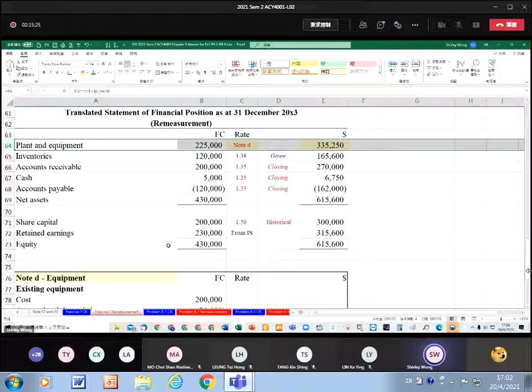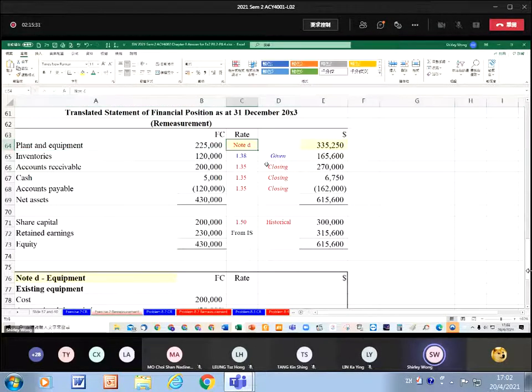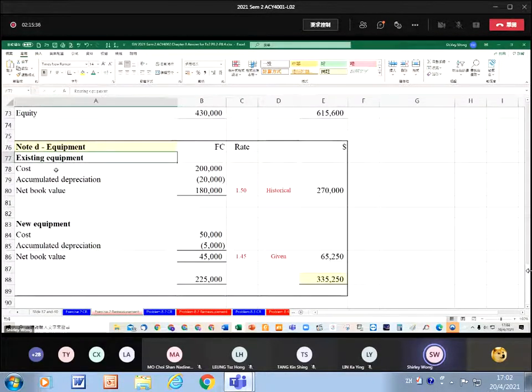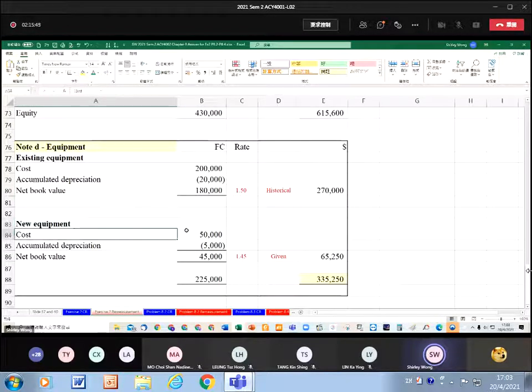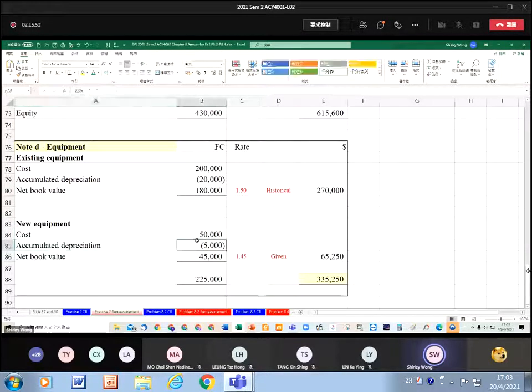But this plant and equipment involves 2 parts. So let's have a look at how to calculate this Note D. In this Note D, we have existing equipment. Original cost is 200,000, and during the year 20,000 for the accumulated depreciation. The net book value is 180,000, and then we use the historical rate. And then we have newly purchased equipment that costs 50,000, and the current year's depreciation is 5,000, and the net book value is 45,000, and we use the actual date rate. Finally, the amount is here, and then you copy this amount and bring it up here.